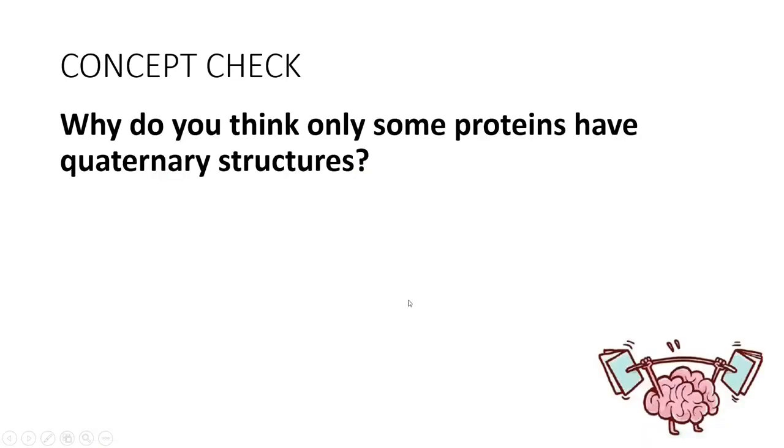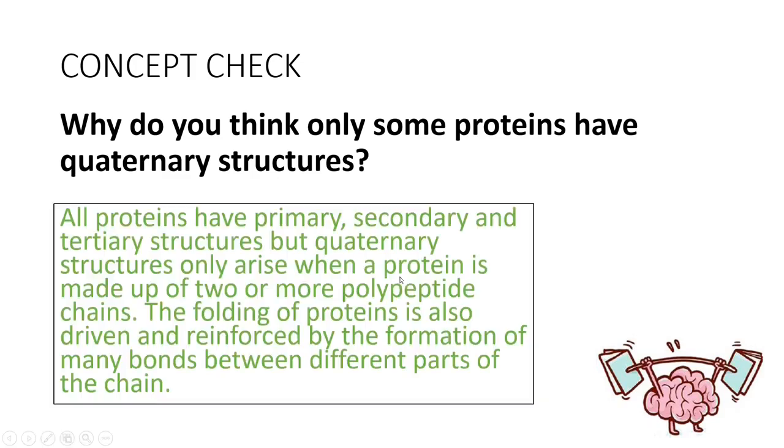Another question: why do you think only some proteins have quaternary structure? Well, the reason for that is because, first of all, proteins would have primary, secondary, and tertiary structure, but not all proteins would have a quaternary structure. The reason being, there are some proteins that are already functional, being only a single polypeptide. You don't need an addition of other polypeptides to make them active, to make them functional. So it only stays at the tertiary structure.